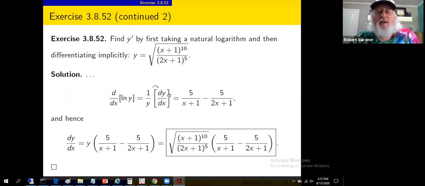And you want dy/dx, so cross multiply by y. Get the y out of the way. Bring the y to the other side. You'll have dy/dx equals y times this remaining stuff. Do you know what y is? I do. They gave it to us. Well, then write it down. And we've got dy/dx in terms of x, like you wanted.